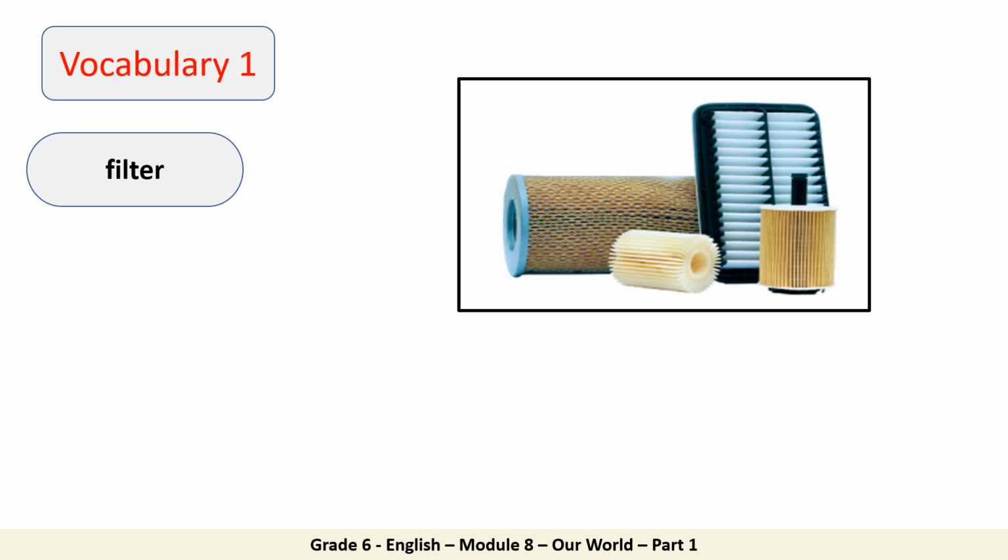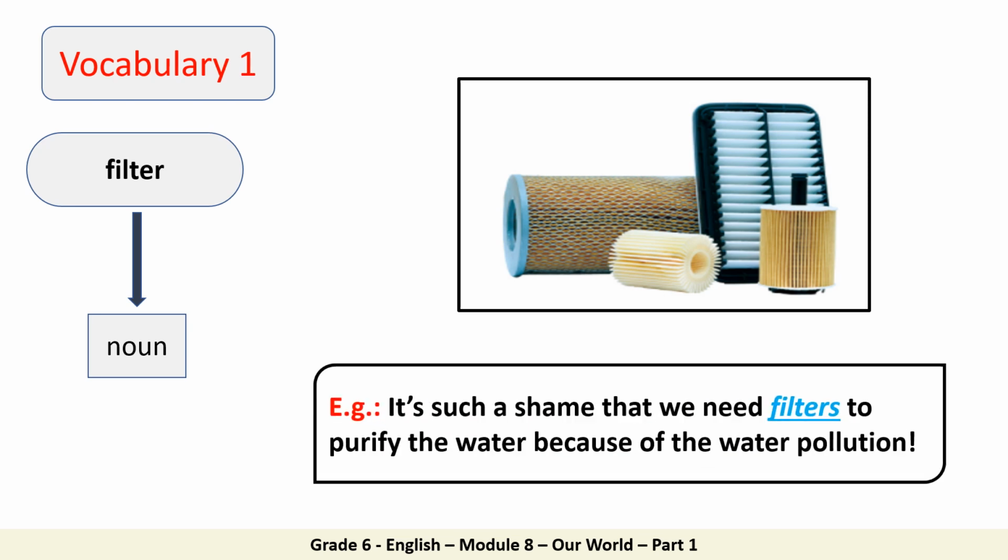Yes, we all know we need filters nowadays to clear and purify the water, right? Because of all the pollution, specifically water pollution, that's been going on in the world. About the word filter, what do you think the part of speech of this word is? What do you think it functions as? When I say the filter, a filter, so the word must be, that's right, a noun. Now, can you think of a sentence using the word filter? Right. It's such a shame that we need filters to purify the waters because of the water pollution. Super easy, right?